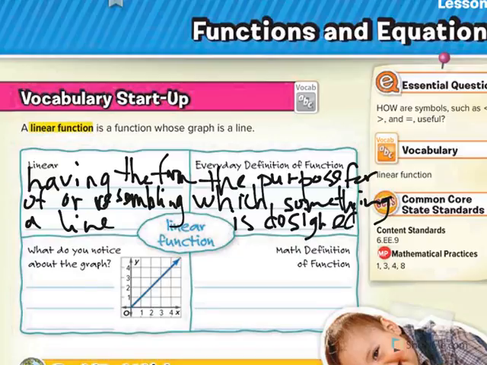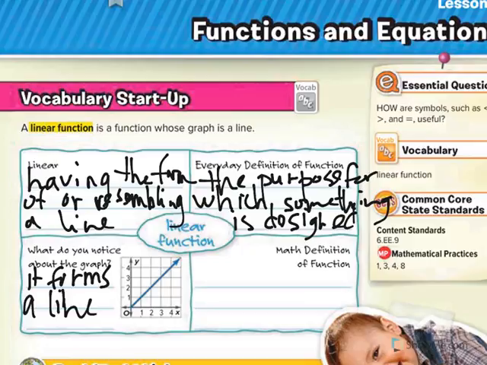What do you notice about this graph that you see here in the lower left section of this block? You can tell that that graph forms a line, right? So that's pretty standard. This is an example of a linear function, since it forms a line. So that's essentially what a linear function means.